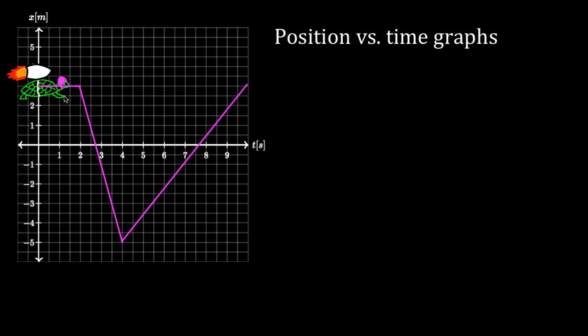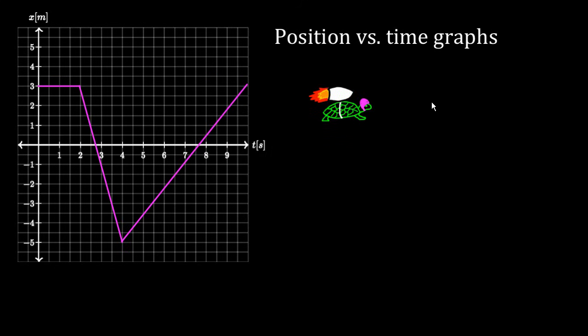The first mistake a lot of people make is they think that, well, maybe the shape of this graph is the same as the shape the turtle takes through space, right? So maybe the turtle went forward and then down and then up, but that's not right. In fact, turns out that's not even close.